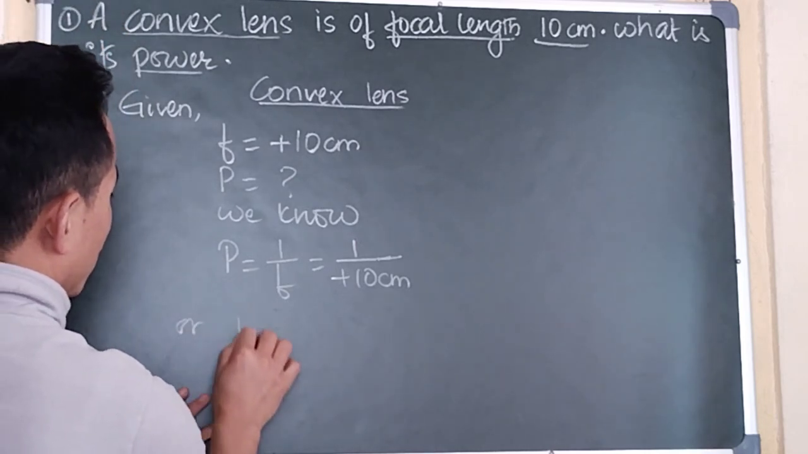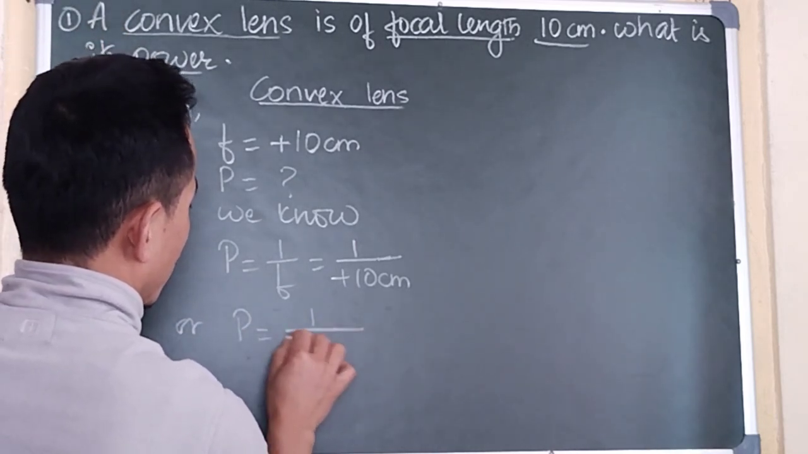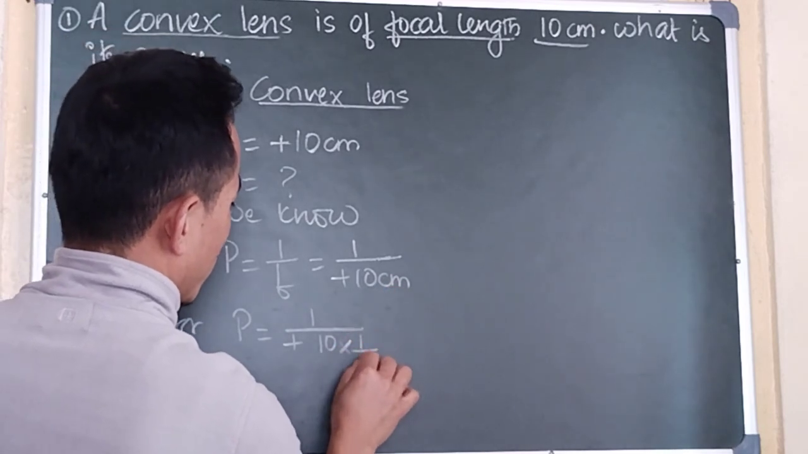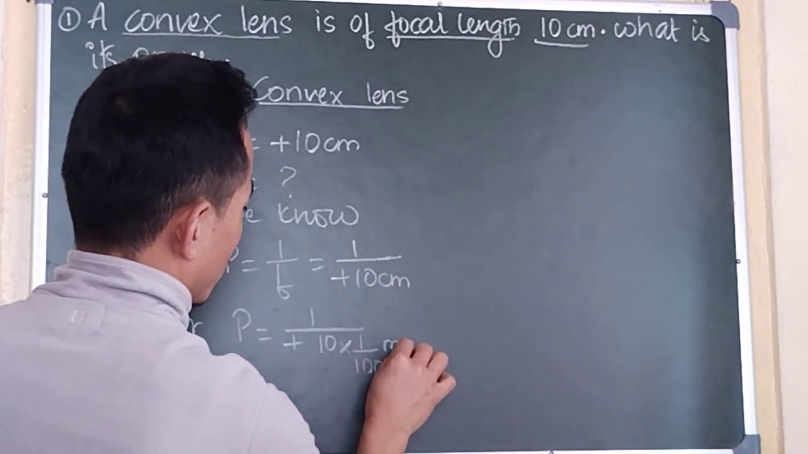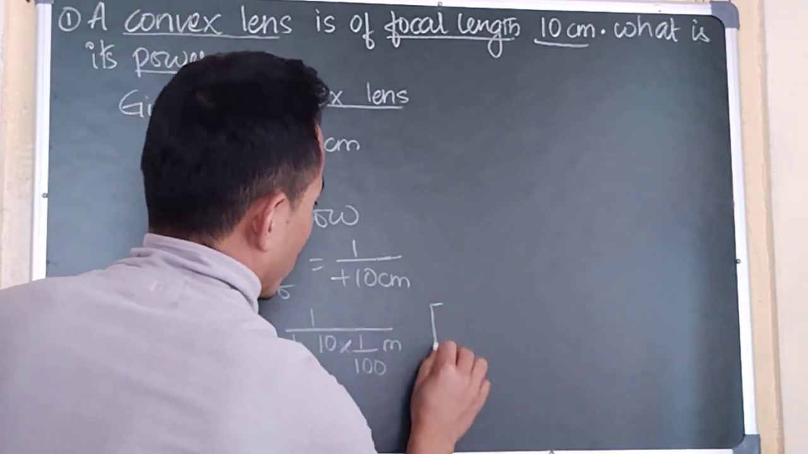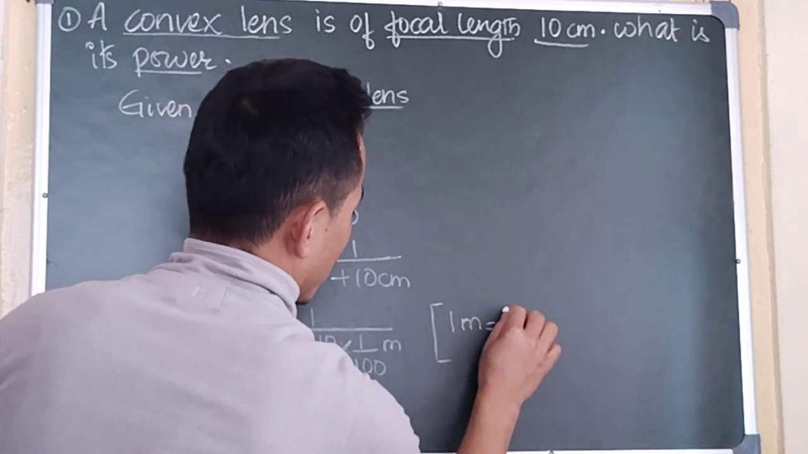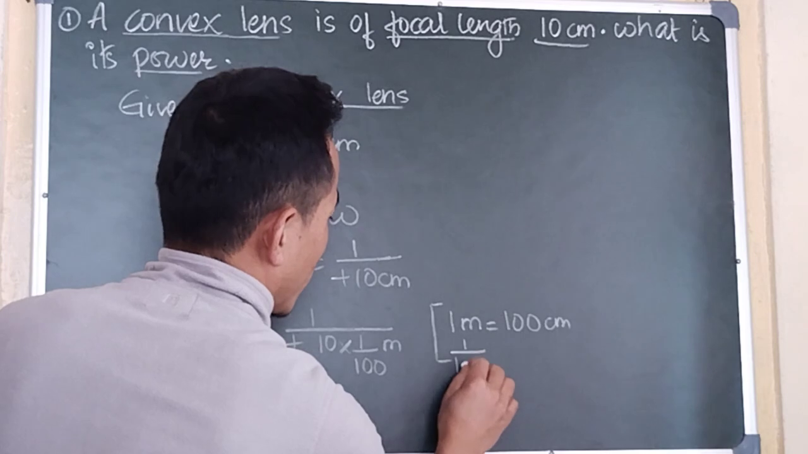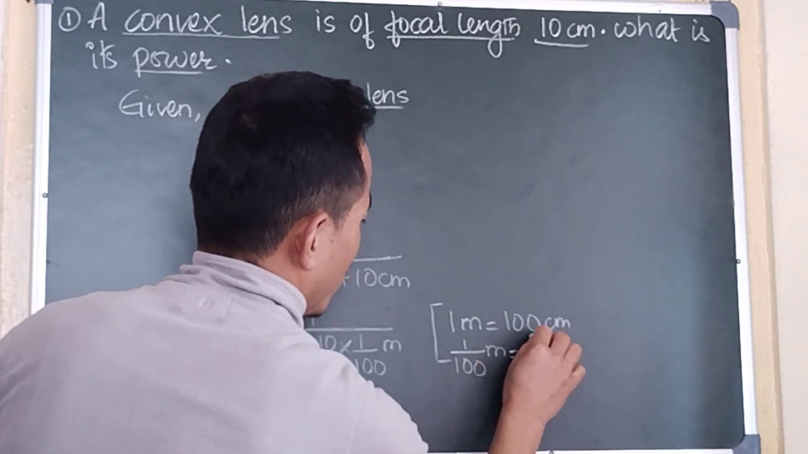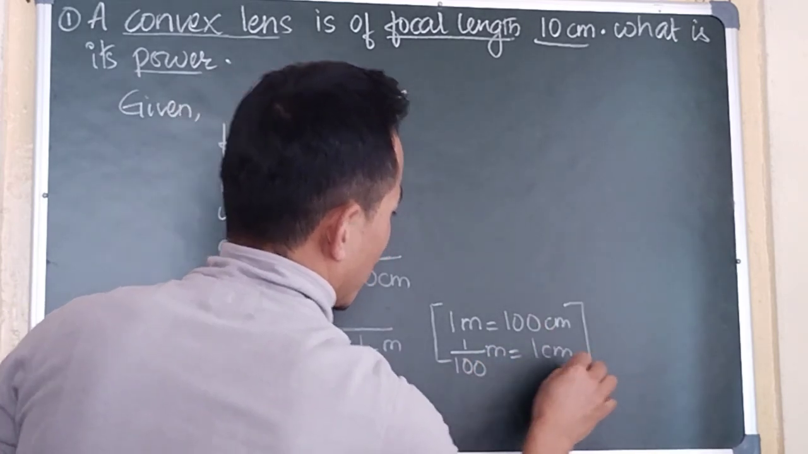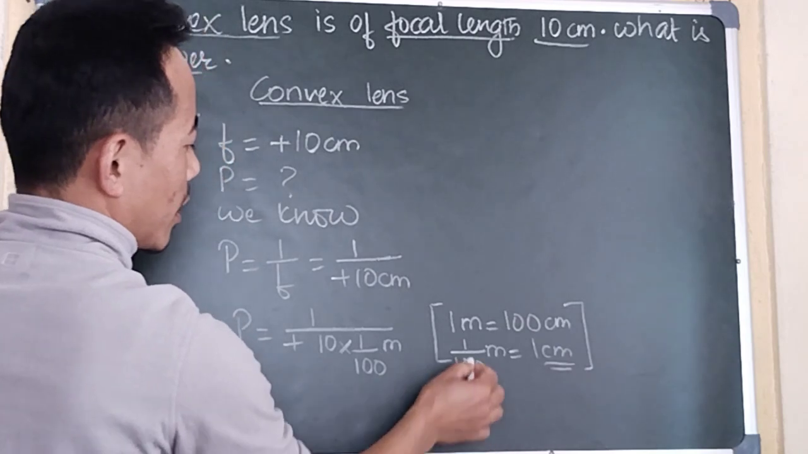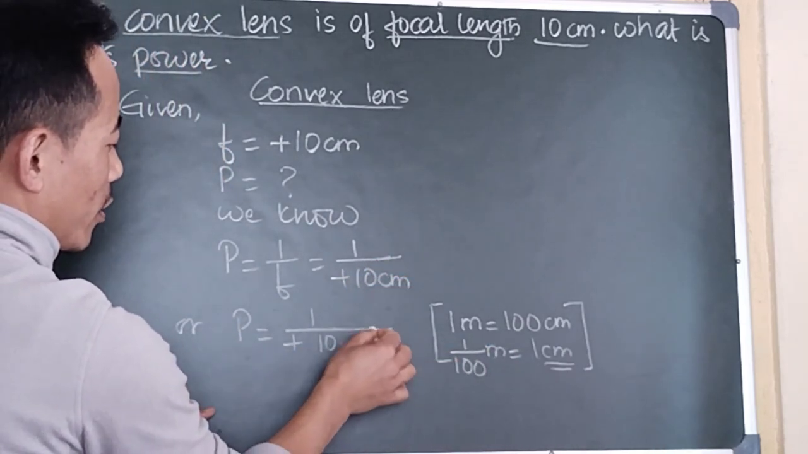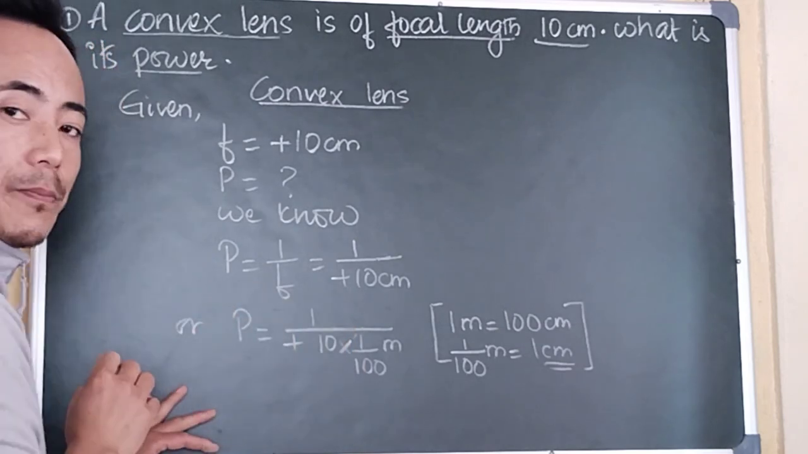So let's do that. P is equal to 1 divided by plus 10 centimeter, which is nothing but 1 divided by 100. If you don't know, 1 meter is equal to 100 centimeter. If you cross multiply, 1 divided by 100 meter will be equal to 1 centimeter. So this 1 centimeter can be written as 1 divided by 100 meter. That's what we have done here.